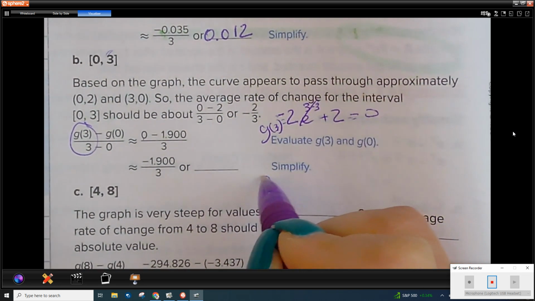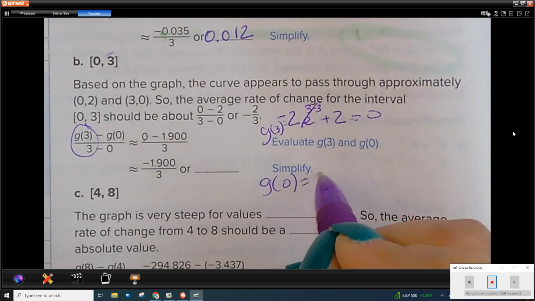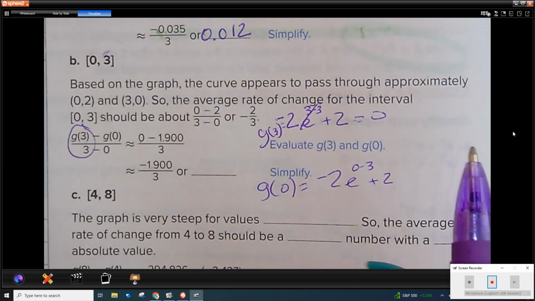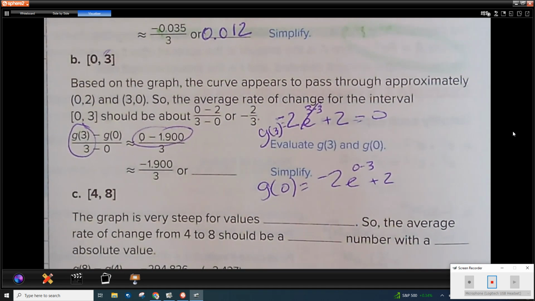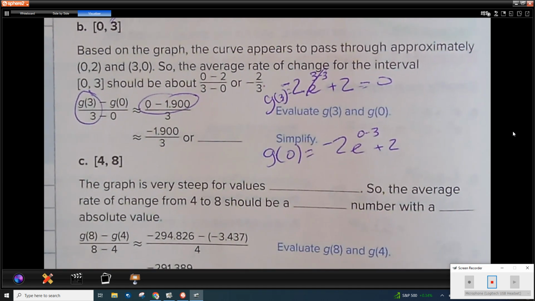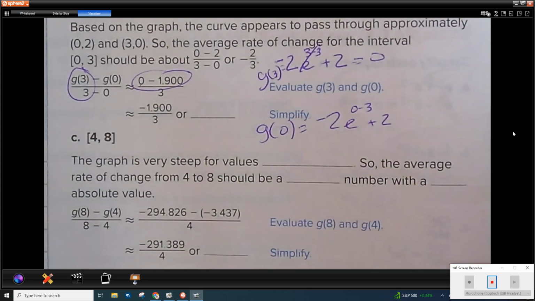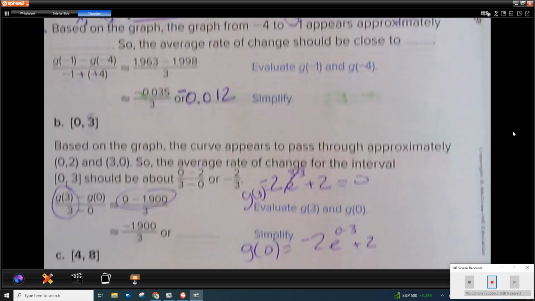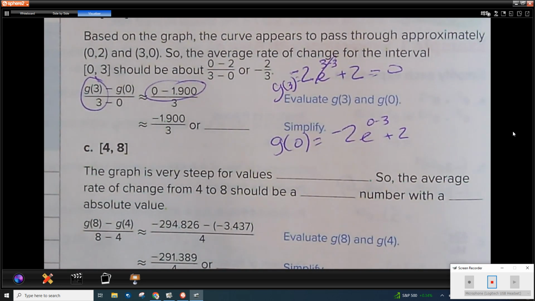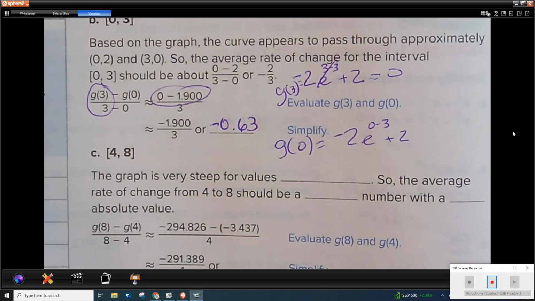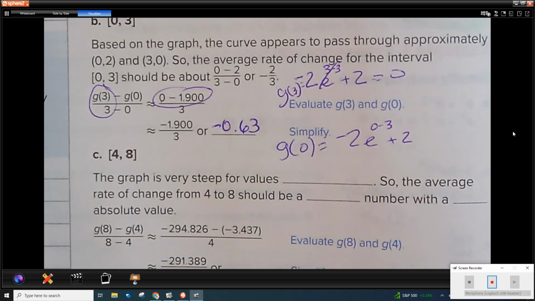And g of 0 is negative 2e to the 0 minus 3 plus 2. And that must be negative 1.9. So negative 1.9. The first one was a negative. Sorry, I didn't put a negative on there. Negative divided by a positive. Negative 1.9 divided by 3 again is negative 0.63. So there's that one. So they're very small, but they are negative.